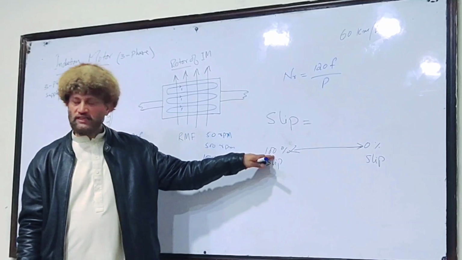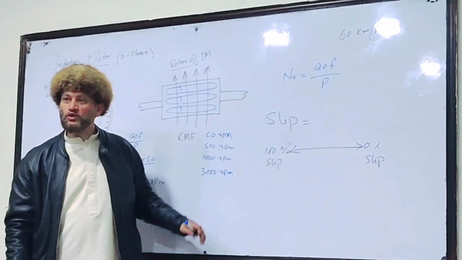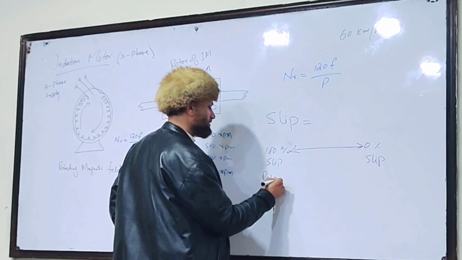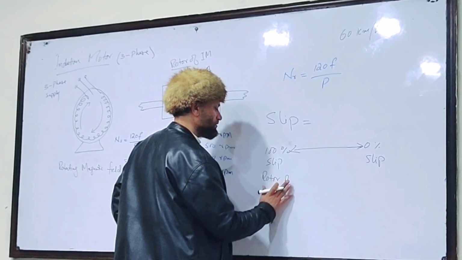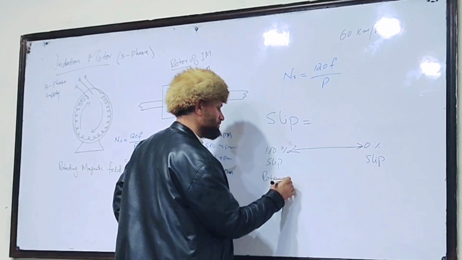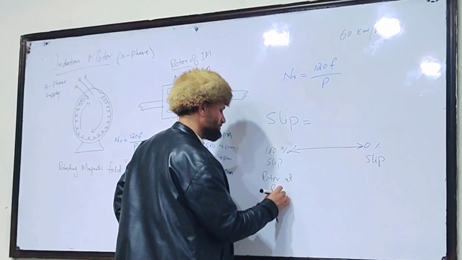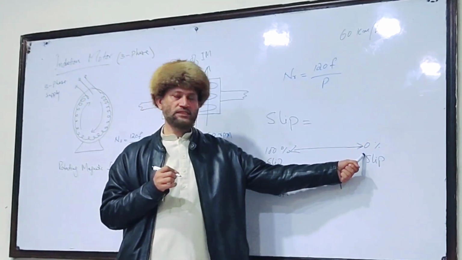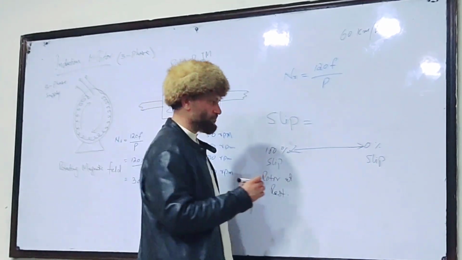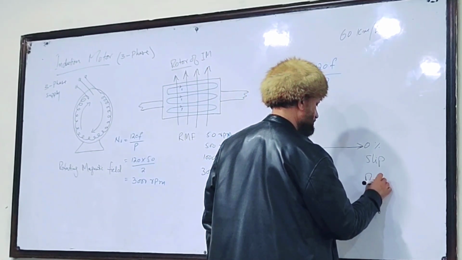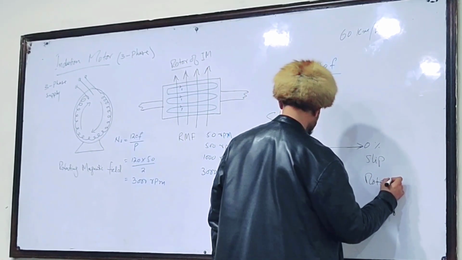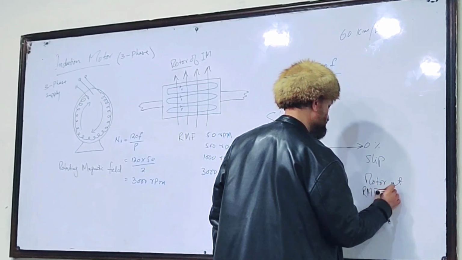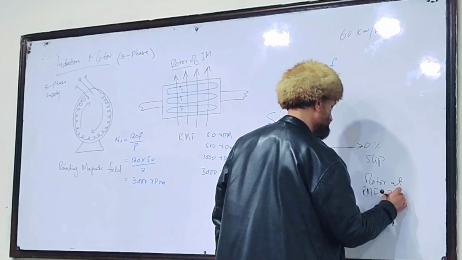When the slip is 100%, the rotor is at rest. And at 0% slip, the rotor is at the rotating magnetic field speed.